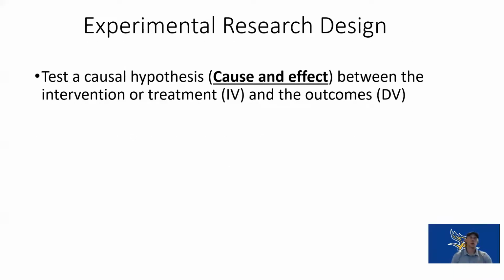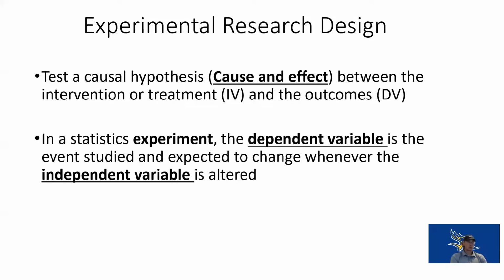With experimental research designs, we're looking at cause and effect between our treatment or intervention, the independent variable, and the outcome, the dependent variable. That's where these come into play. Okay, we're looking at, as we manipulate something, what happens. Okay, so when we have an experiment, the dependent variable is what we study whenever we alter the independent variable. So what do we measure when we change something?